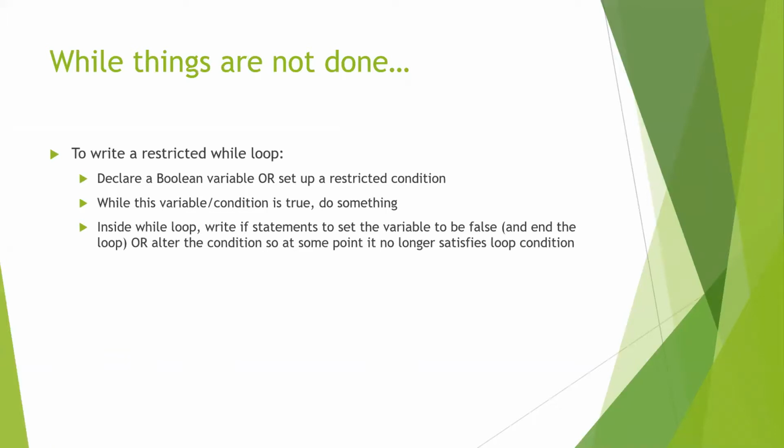So to write a restricted while loop, you want to declare a Boolean variable or to set up a restricted condition at the beginning of the while loop. And while this kind of variable or condition is true, do something. And inside the while loop, I want you to write if statements to set the variable to be false and end the loop, or to alter the condition. So at some point, it no longer satisfies the loop condition, and so the while loop stops.